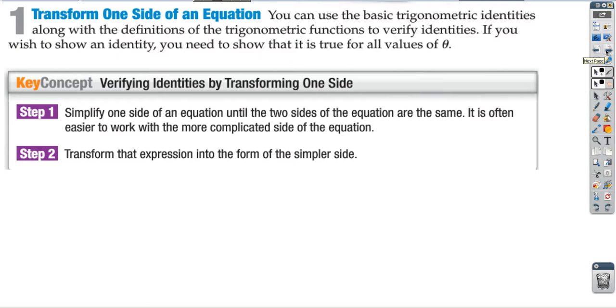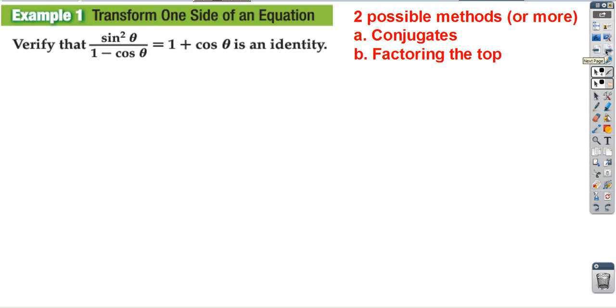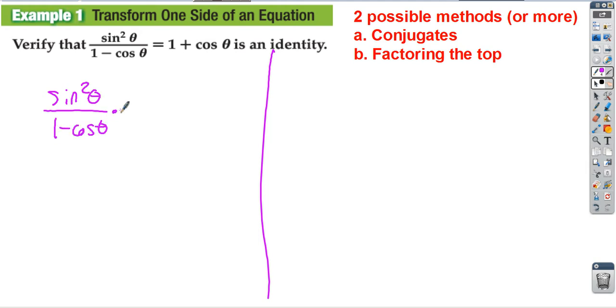So here's the idea. We're trying to prove identities, which means changing the left side into the right side, making them look identical. Okay, question is, our first strategy on that sheet says start with a more complicated looking side. The left one definitely looks harder, so we'll do that. There's 2 ways you could do this. You could either use the conjugate of 1 minus cosine, which would be 1 plus cosine, or you could factor the top. I'll show you both ways. So let's start with the conjugate first. What's the conjugate of 1 minus cosine? It would be 1 plus cosine.